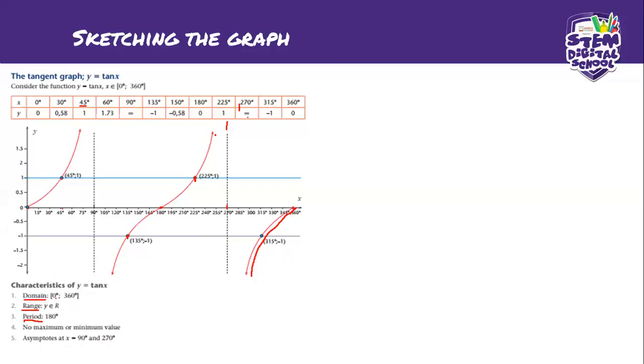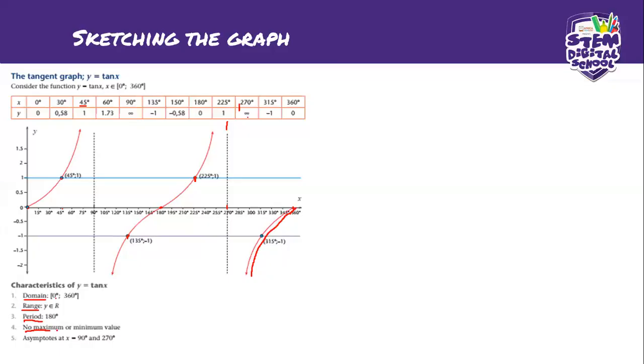So every time when you come across a tangent graph and it has this shape and this shape, right? Then you know that it's going to give you the period. All right. Now we go to the next one.